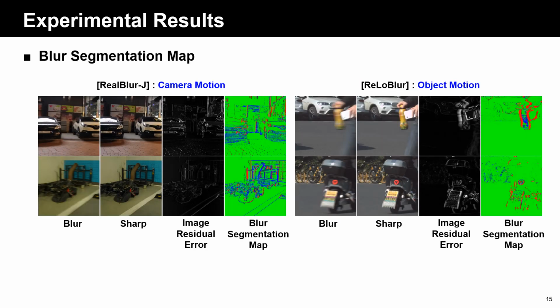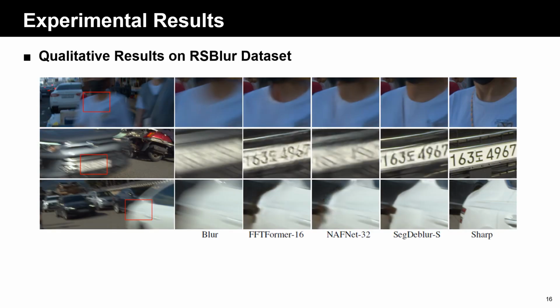Let's move on to the experimental results. First, we present our blur segmentation map. You can see that our blur segmentation map visually aligns with the image residual error in the case of camera motion and object motion. In this slide, we compare our efficient model with other efficient models like FFT-Former and NAFNet. All models are based on around 16 GMACs by adjusting the channel size. As you can see in the figure, our method gives better visual results than the others.